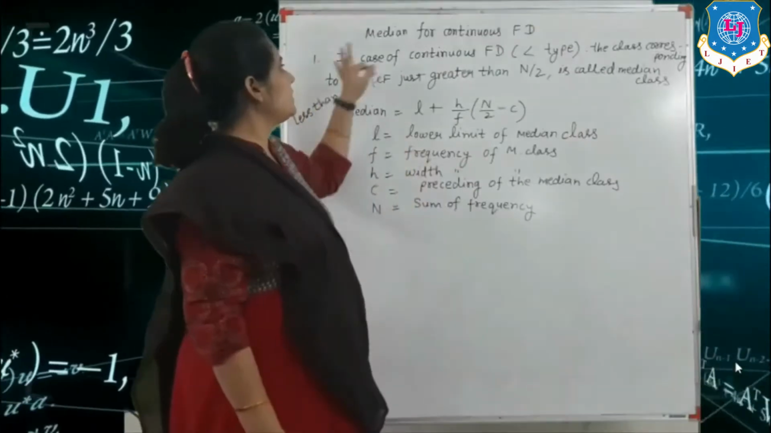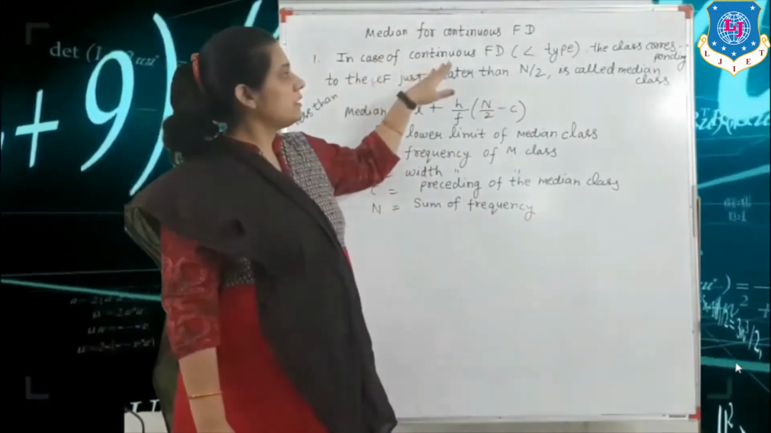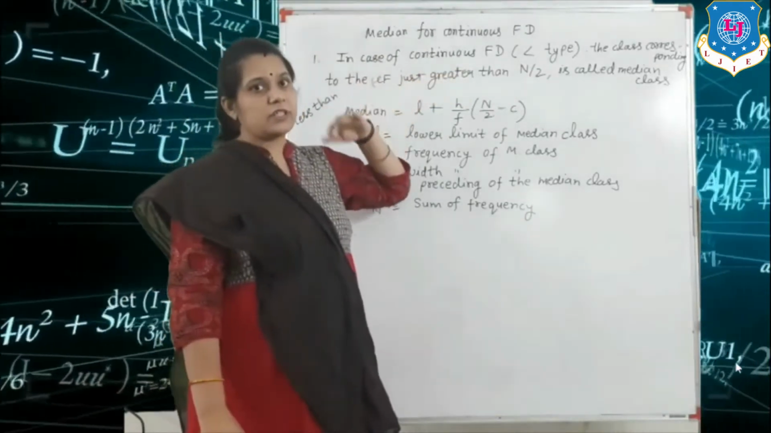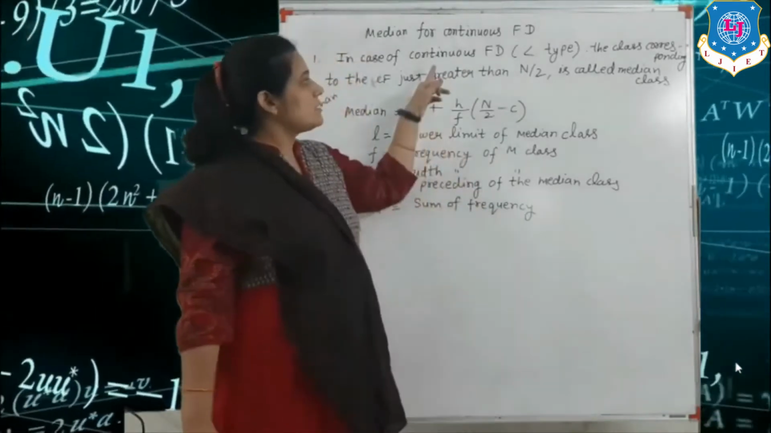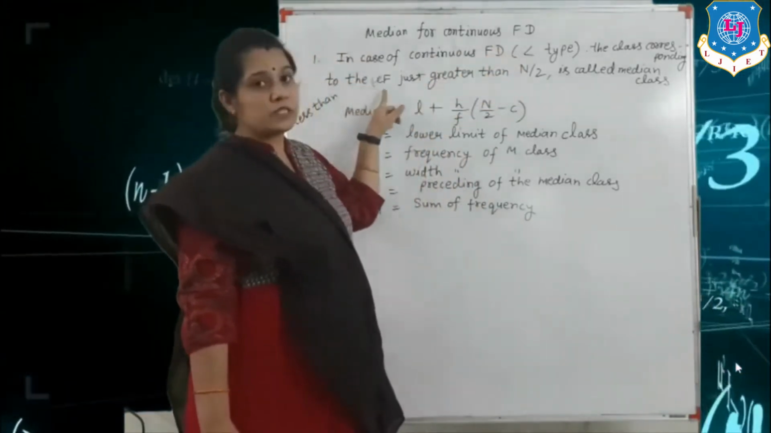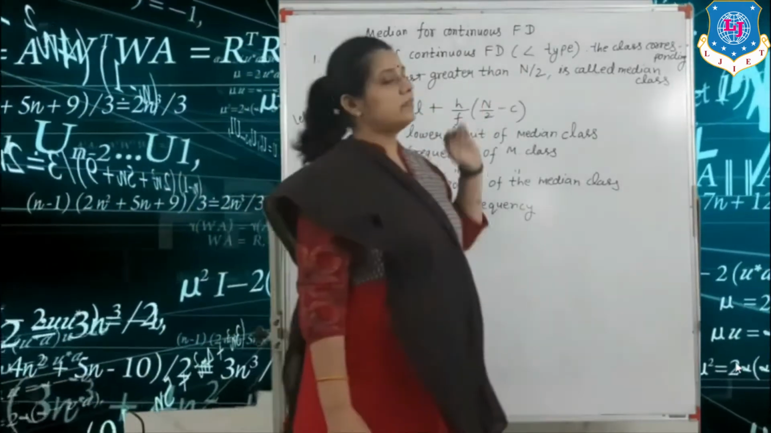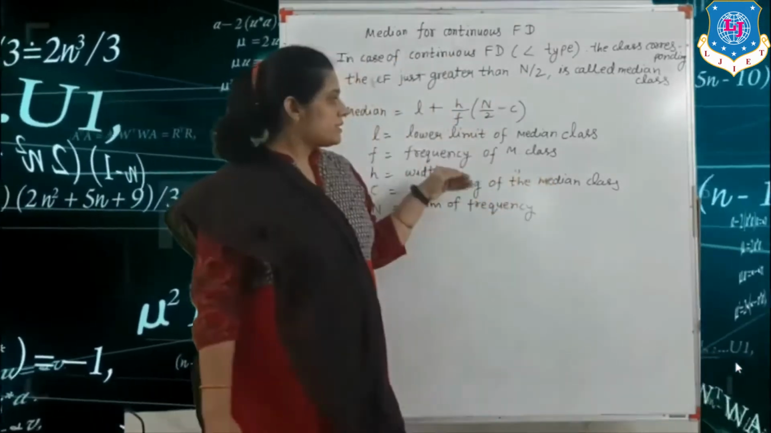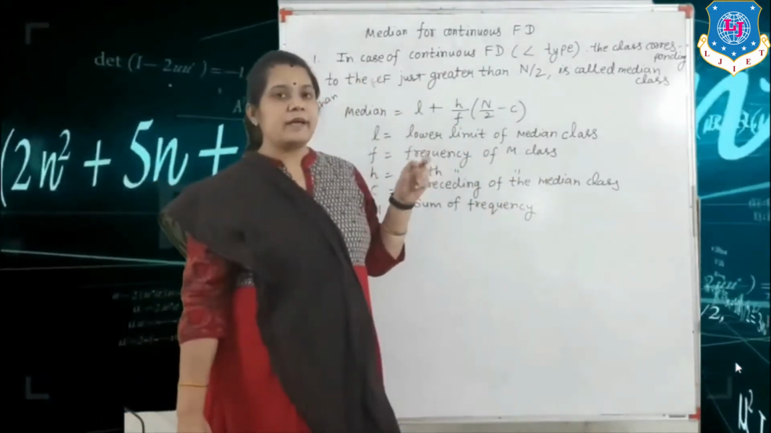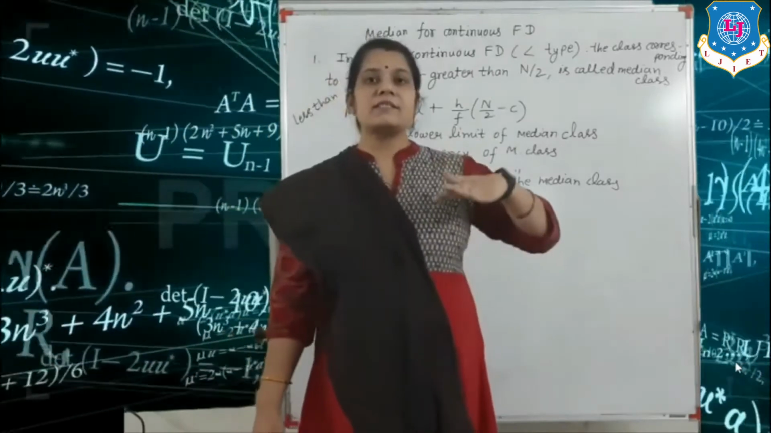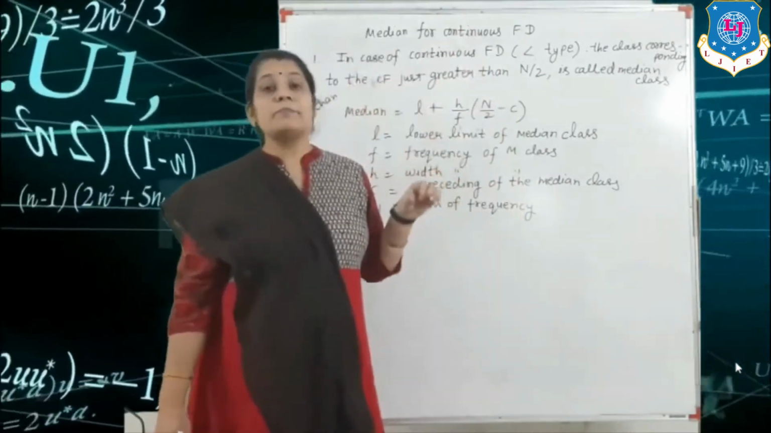Types of the median for continuous frequency distribution. In case of the continuous frequency distribution, if your frequency is given in the less than type, the class corresponding to the CF just greater than N by 2 is called the median class. We have already seen in the previous example how we find N by 2, and according to N by 2 we check the just greater value in the CF column. So this is called the median class.